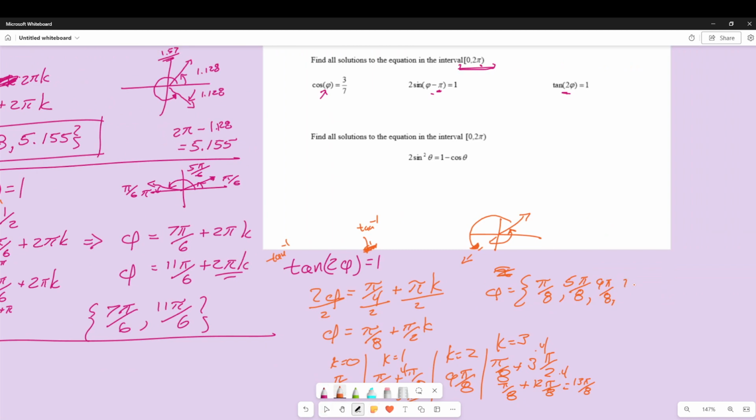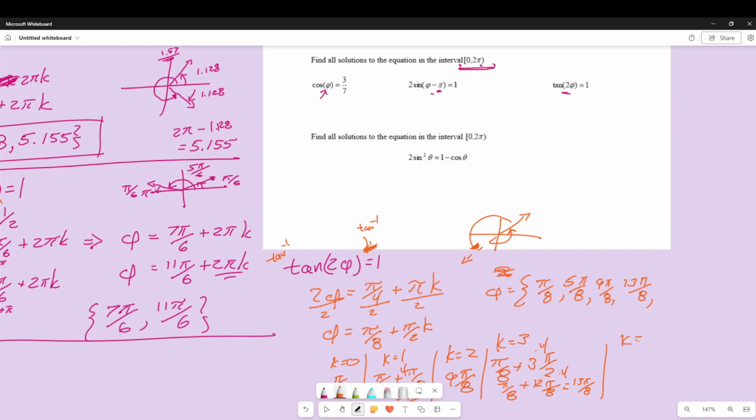So 13 pi over 8. That's the same thing we'd get if we just kept adding 4 pi over 8. So that's a nice way to do it. But if you want to do it formally, there's nothing wrong with being formal.